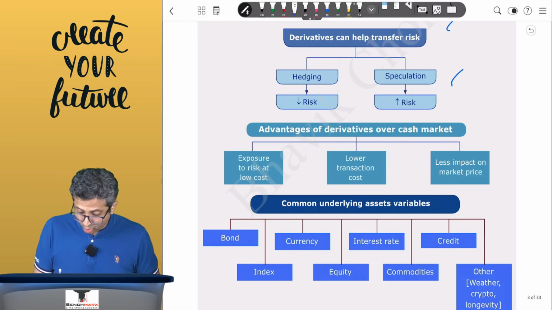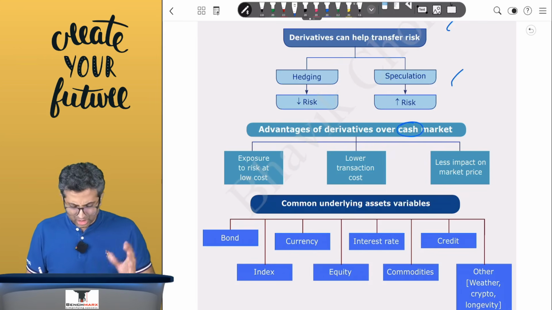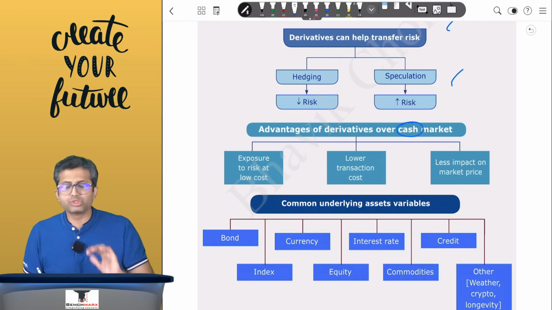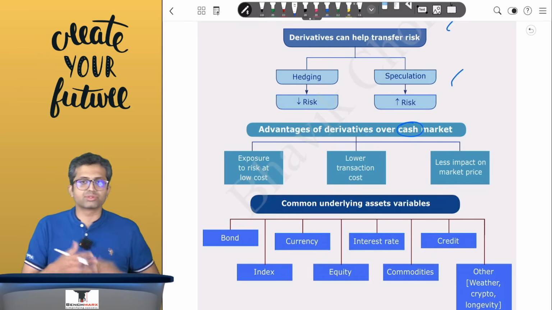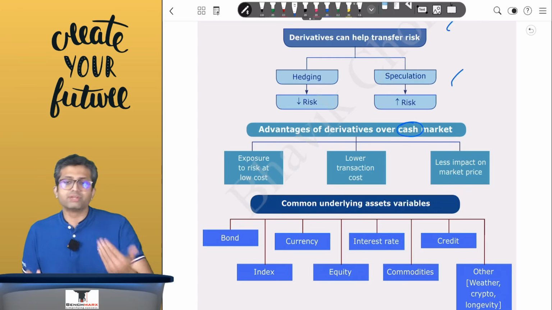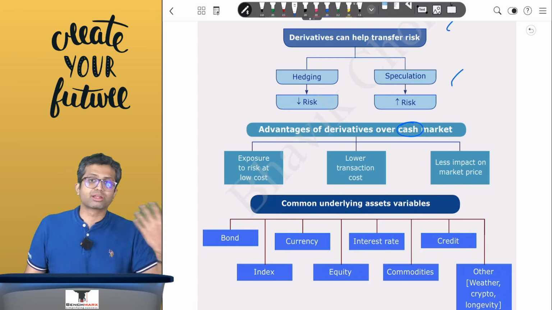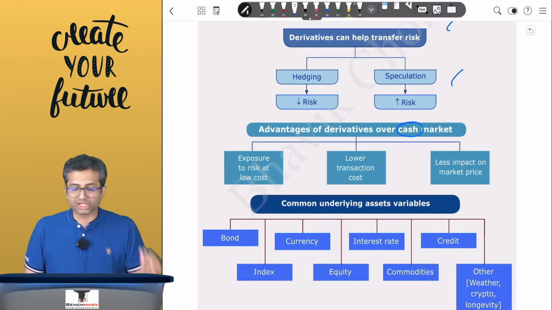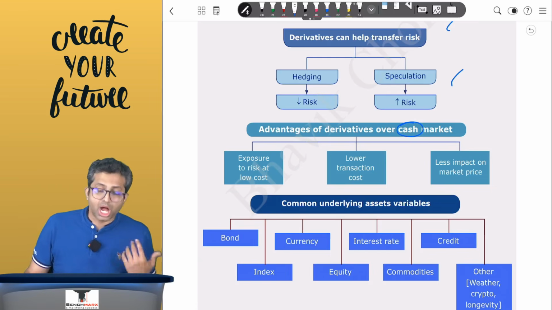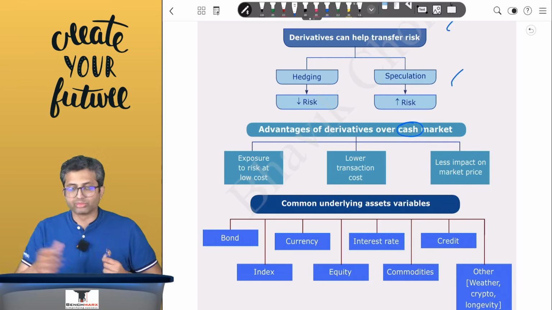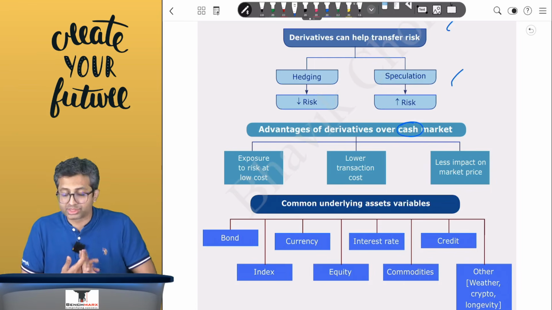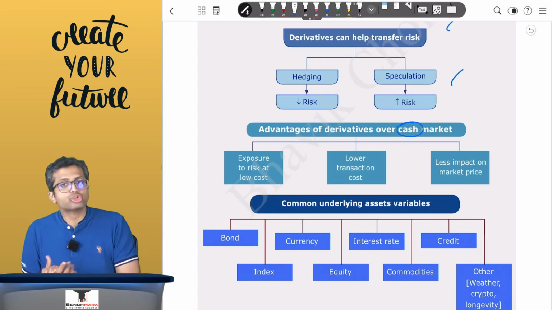Advantages of derivatives over the cash market. First of all, the cost at which you can enter into a position is much lower in derivatives as compared to the cash market, because, for example, if you want to buy 10 lakh dollars worth of shares in the cash market, you have to pay 10 lakh dollars. However, in the derivatives market, you can take a position by entering into a futures where the position might be 10 lakhs.